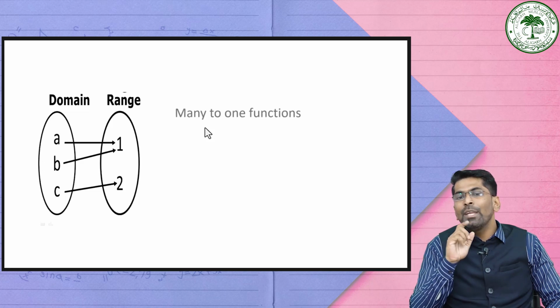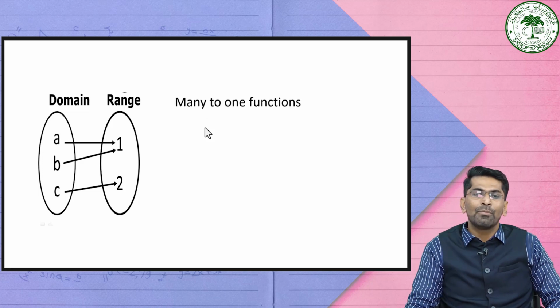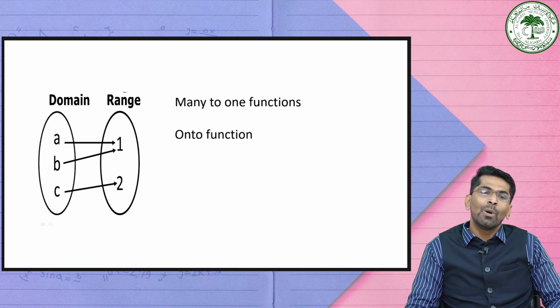It is a many-to-one function. And at the same time, none of the elements in the range is left unpaired. All the elements have a pair in the domain. So none of the elements in the range is left unpaired with the domain. So we can say that it is an example of an onto function as well.